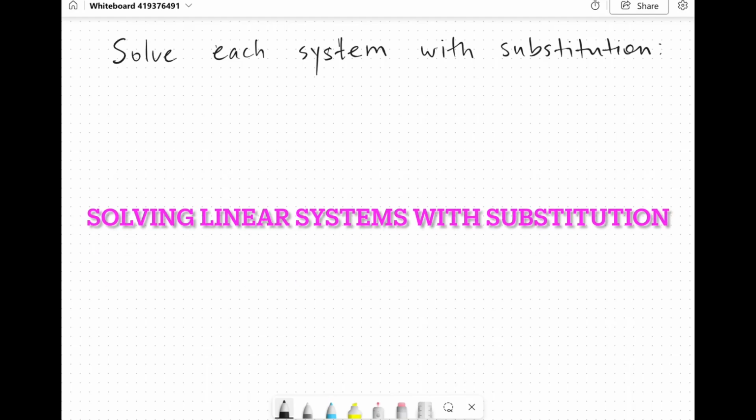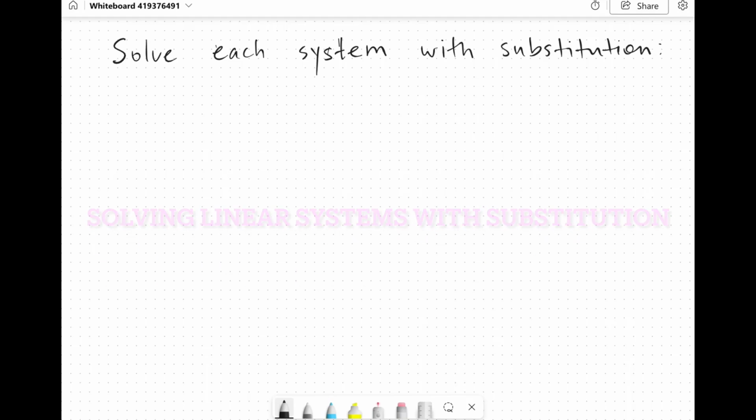Welcome to solving systems of linear equations with substitution. I have 4 examples for you and we will be solving each one of them using this method.